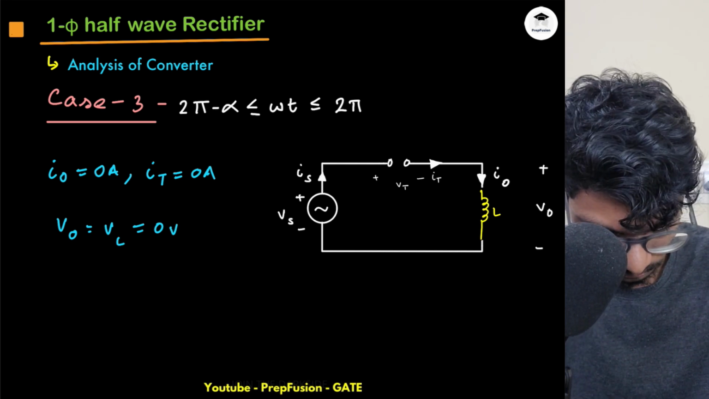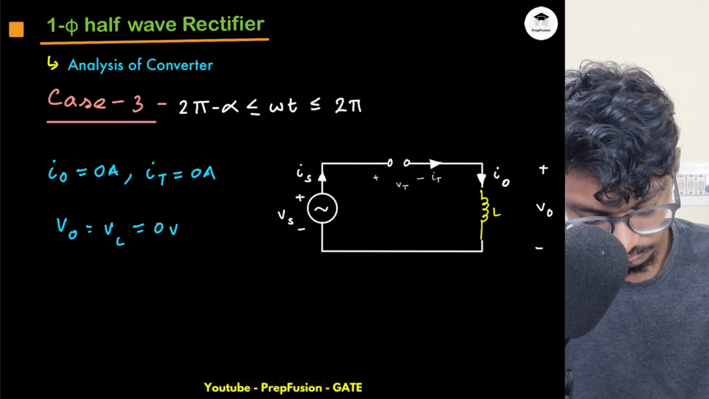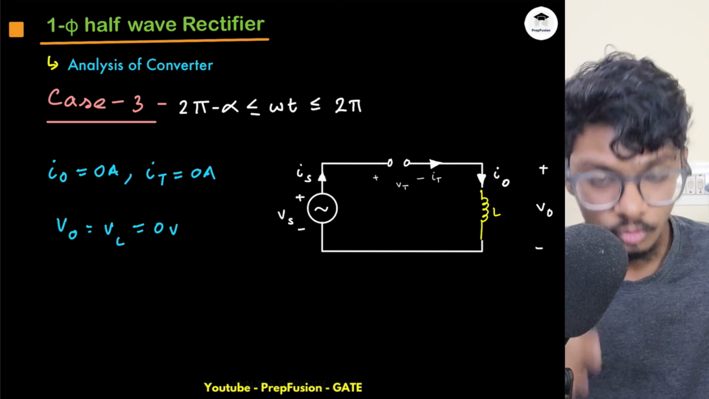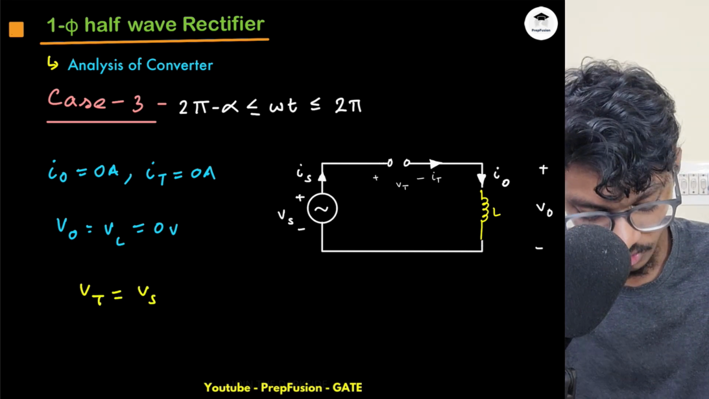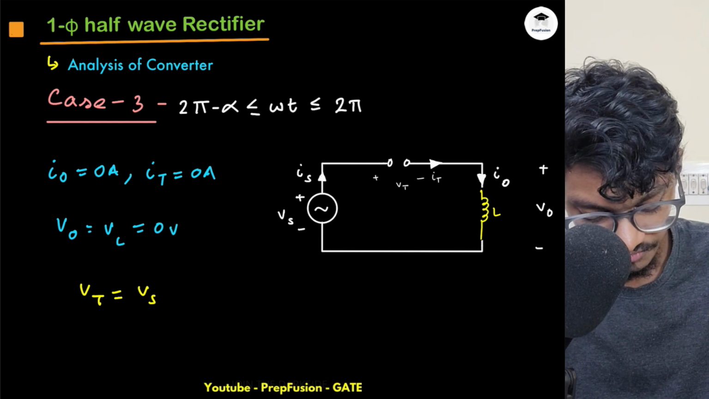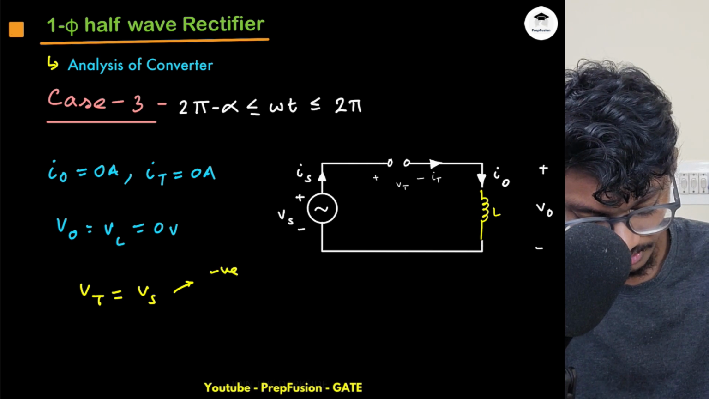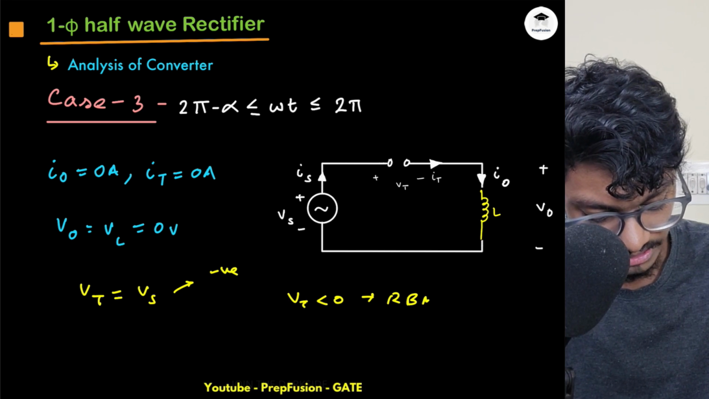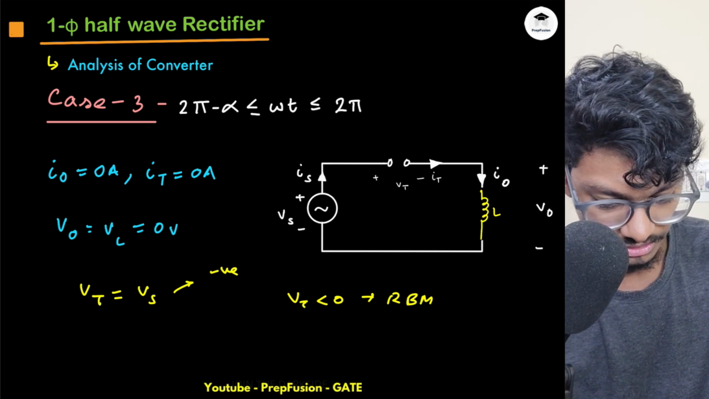So yeah, this is VO. Now what can I say is that SCR goes into reverse blocking mode. Why? Because my VT will at this time be equal to VS, because VO is 0. So VT will be equal to VS, and VS at this time is negative. Hence VT will be negative, and SCR will go into reverse blocking mode. So basically natural commutation will happen.